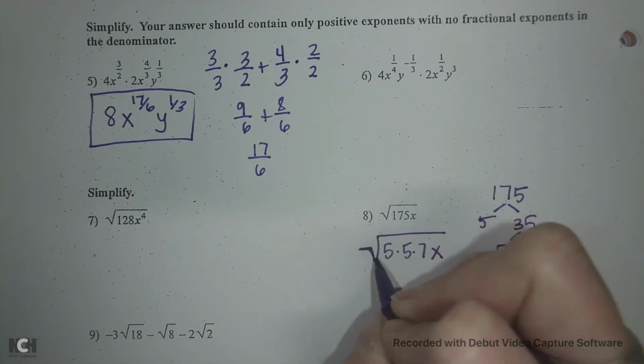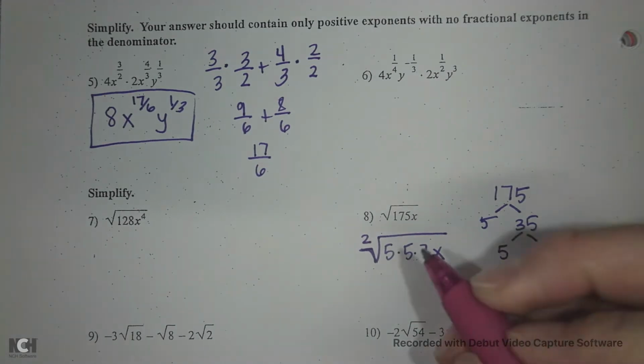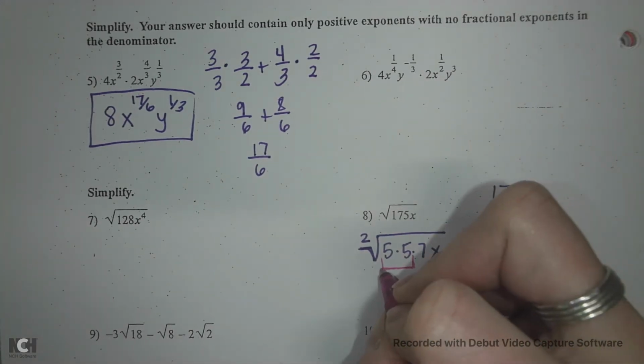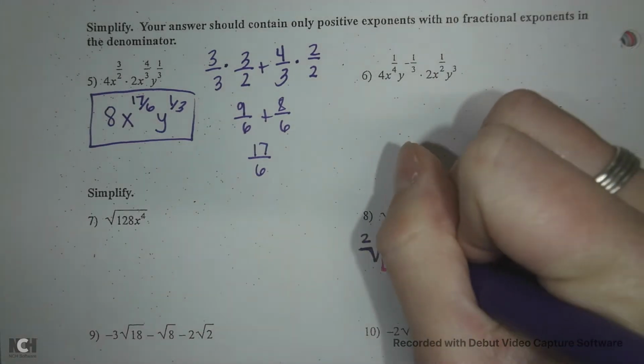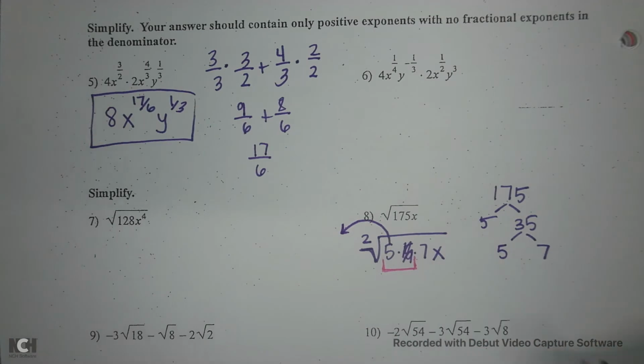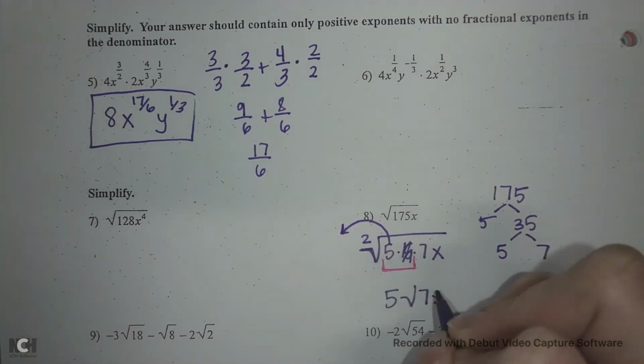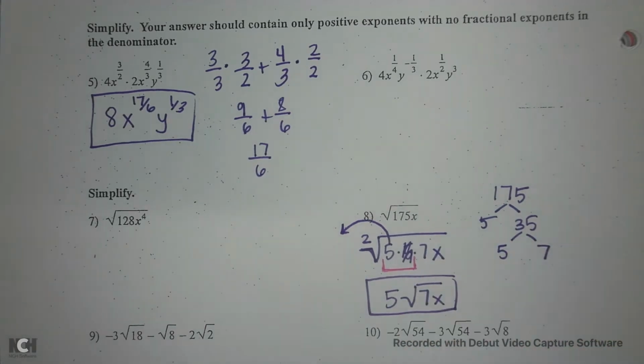So there's no number on our shelf, which means it's a 2. So I'm looking for pairs. So the only thing I see a pair of are my 5s. So that means that one 5 goes out of the radical and the other 5 goes away. I'm left with 7x underneath my radical, and I have 5 in the front. So this is your answer. Okay, let's look at number 9.